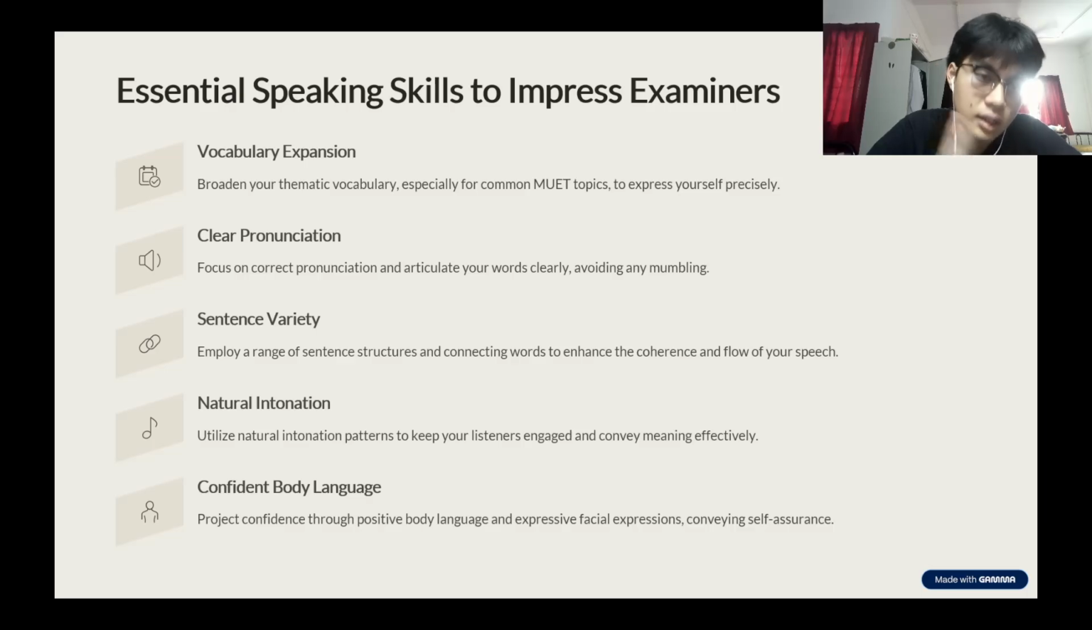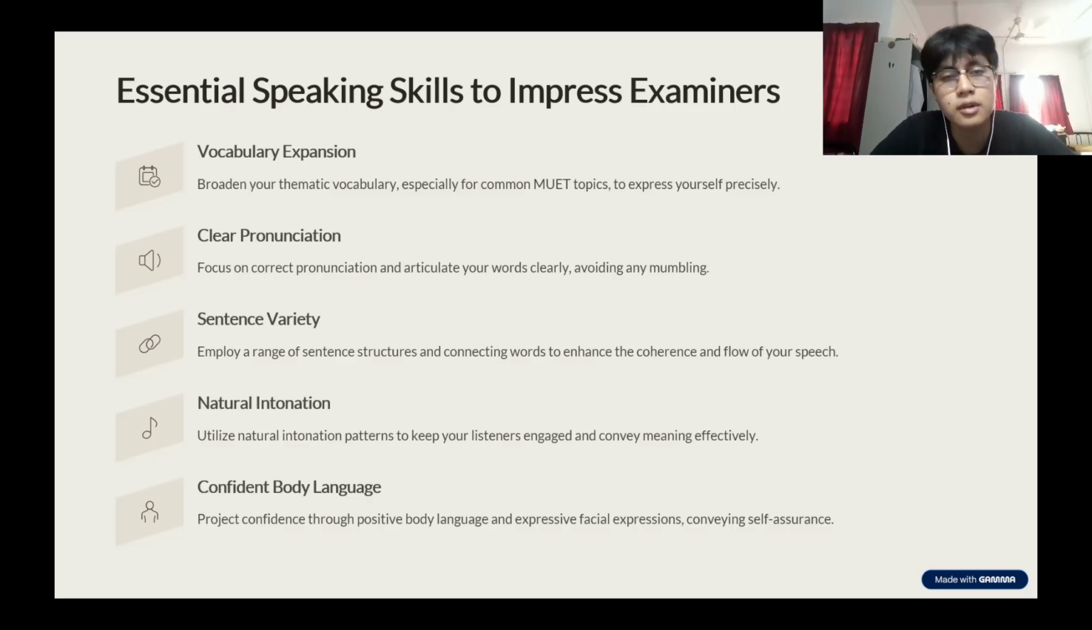Secondly is clear pronunciation. You have to make sure the pronunciation of your words are clear and also not distorted to avoid any mumbling. Okay. Third is the sentence variety. You can employ a range of sentence structures and connecting words to enhance the coherence and flow of your speech. Fourth is your natural intonation.